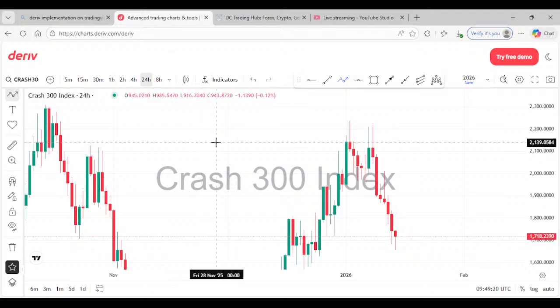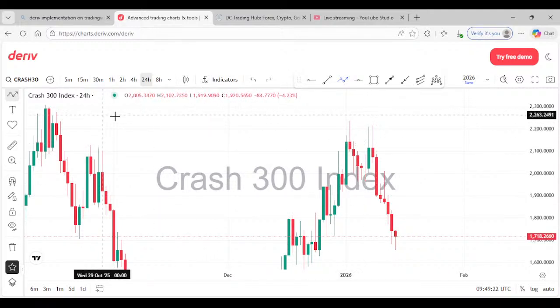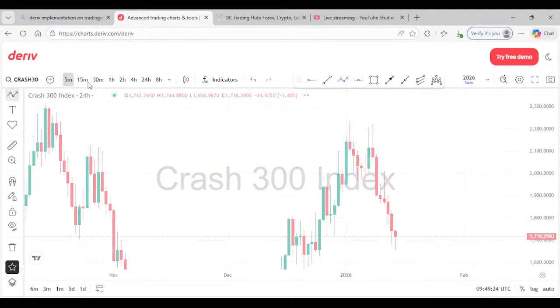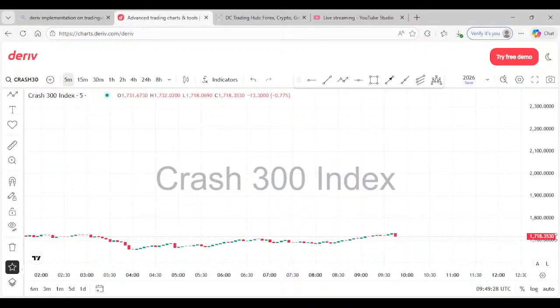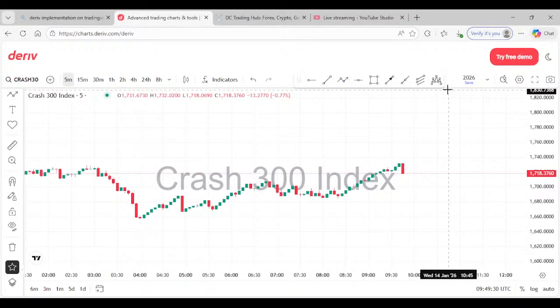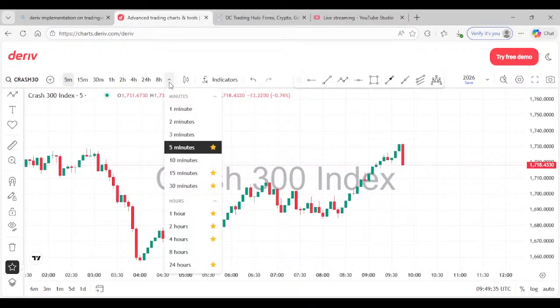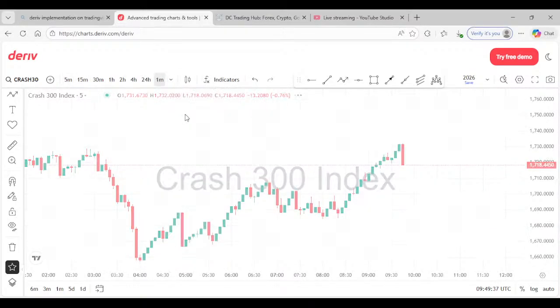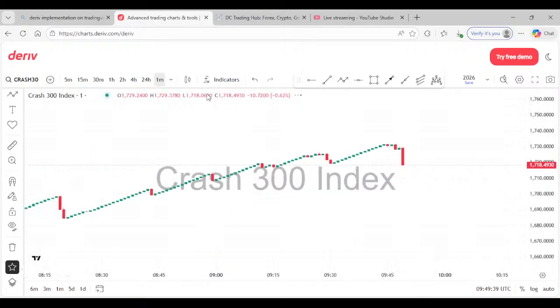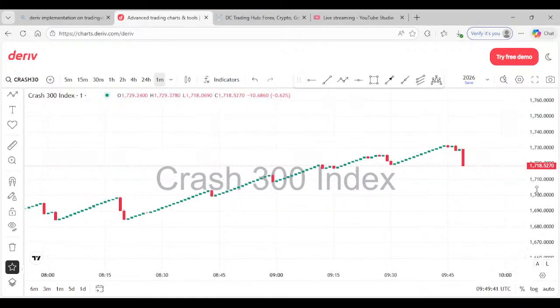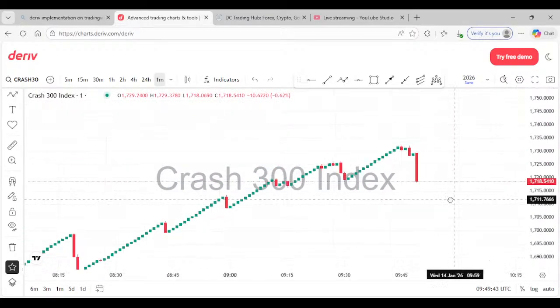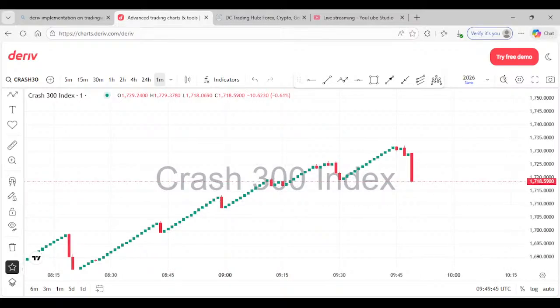Wow, that is massive. We got a bigger spike in Crash 300. We talked about it, so our spike detector was the one that gave us an entry. So we have a bigger spike in Crash 300. We're using our spike detector. Let me go to the chart where we have our spike detector.